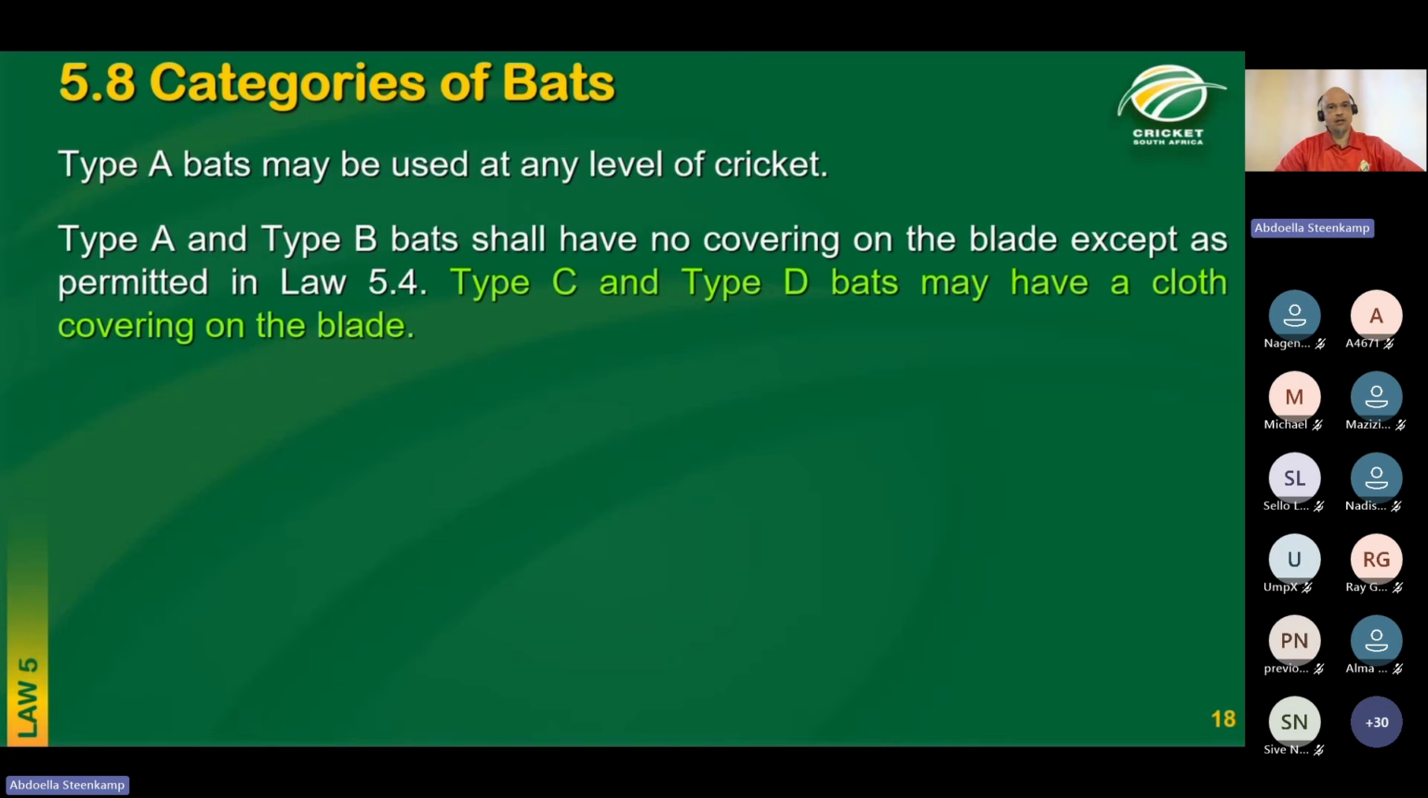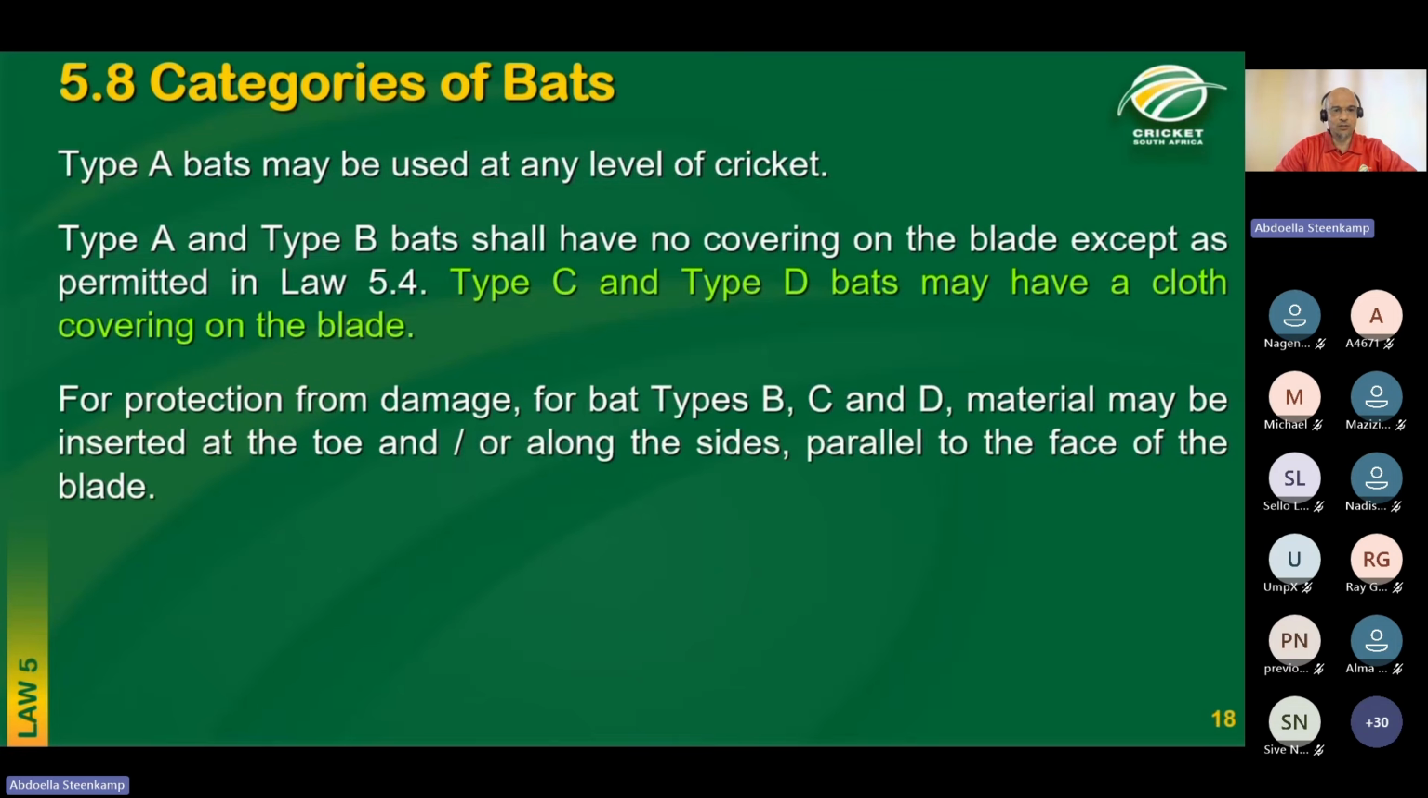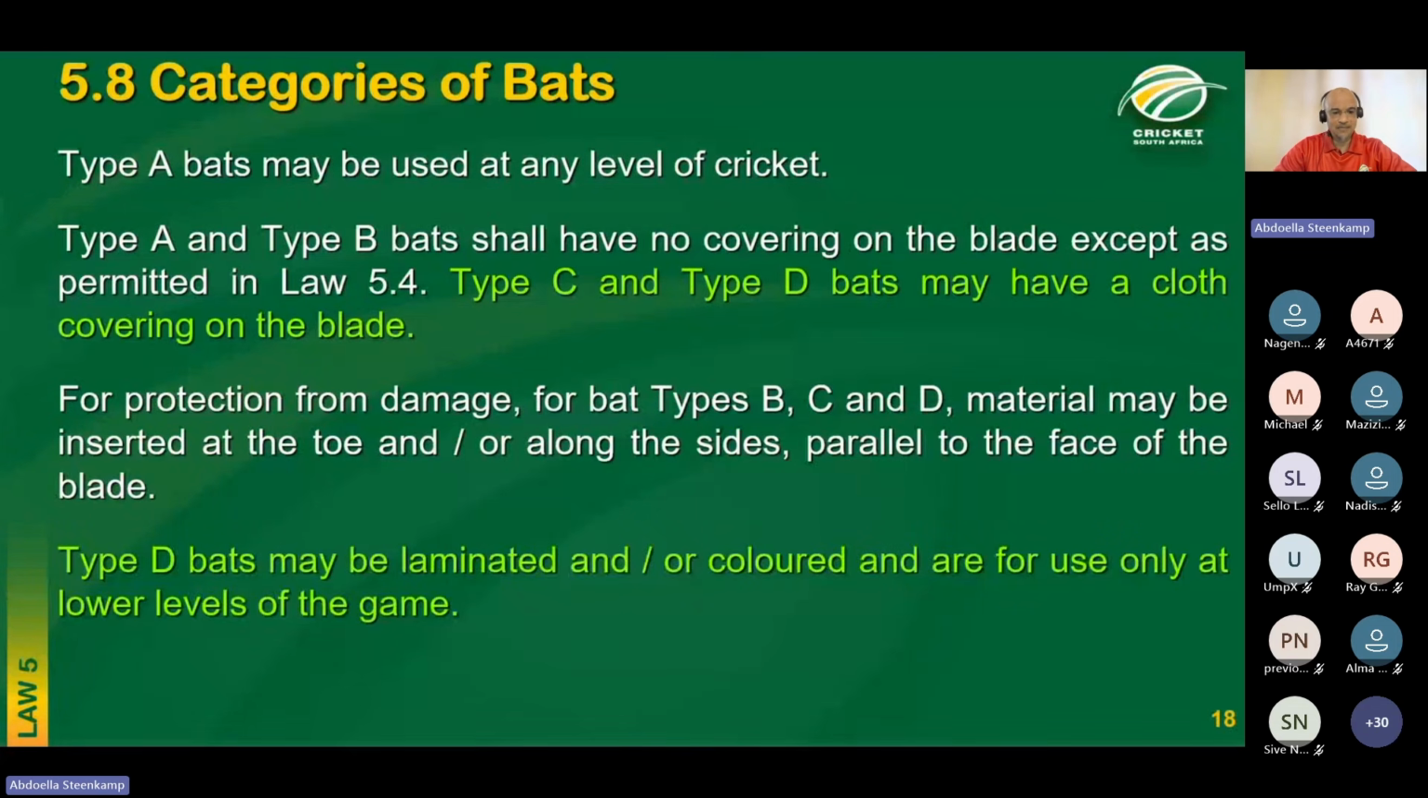Also, the lawmakers have now categorized bats. They start with type A bats, which can be used at any level of cricket. Type A and B bats have no covering on them. Type C and type D bats may have cloth covering on the blade. For type D bats, the law allows those bats to be laminated, and they can be colored. These type D bats are used at lower levels of the game.